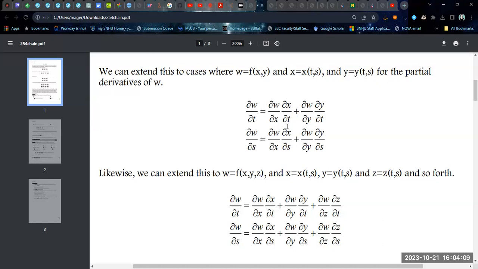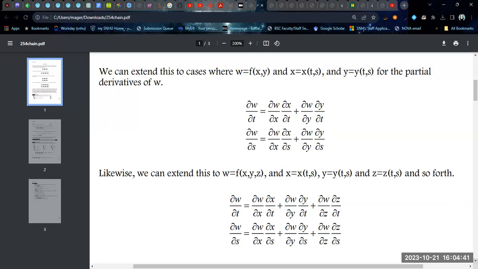So our partial derivative for w with respect to t, again still partial because there is another variable out there, we would take the partial derivative for w with respect to x and multiply by the partial derivative of x with respect to t. And then plus we would add on the partial derivative for w with respect to y, and then multiply by the partial derivative for y with respect to t. And then we would repeat exactly the same thing for s, but we would replace our partial derivatives for t with partial derivatives for s.